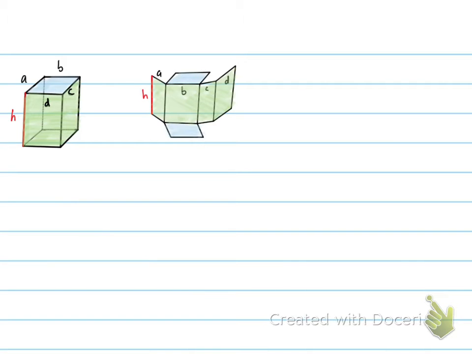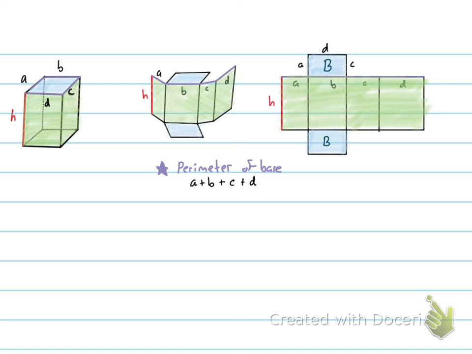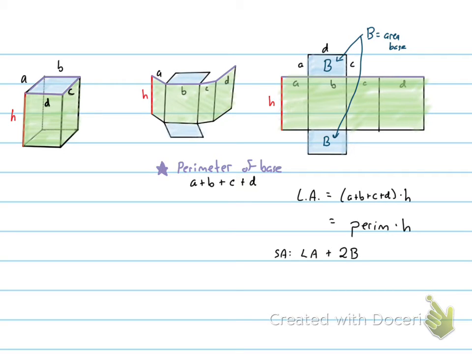As I start to expand or flatten out this prism, keep in mind that the perimeter of our base is going to look like A plus B plus C plus D. And then here we have our net, all laid out. The lateral area would just be that rectangle, where one dimension is A plus B plus C plus D, which is just our perimeter, times our height. So that's where the perimeter of the base times the height comes from. And the surface area of the whole thing would be that lateral area plus the area of our bases times 2, because as we can see, we have two bases.